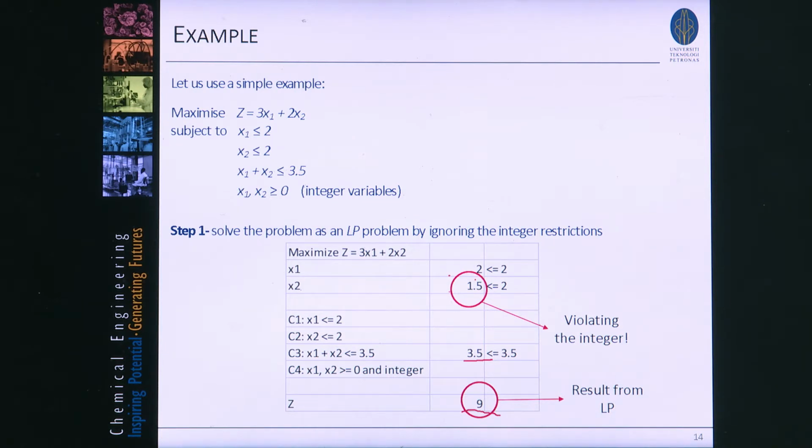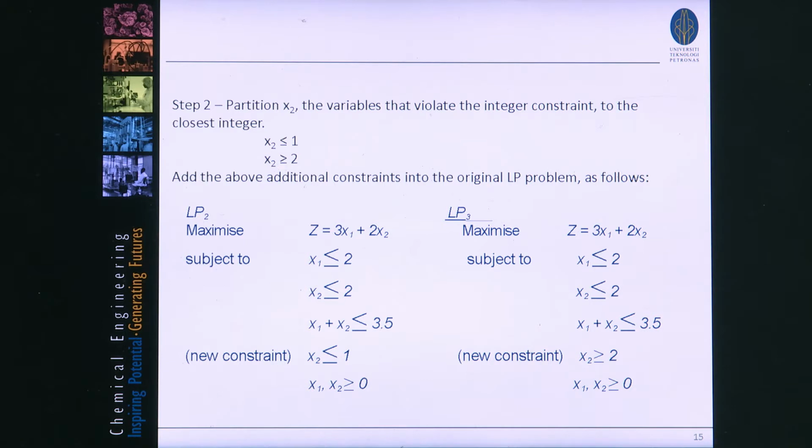But now we see x1 is okay, x1 is 2, and it fulfills the integer criteria, but x2 is violating the integer requirement. It is 1.5, it's not supposed to be the case. So we have to split it into 2: less than or equal to 1, and greater than or equal to 2.